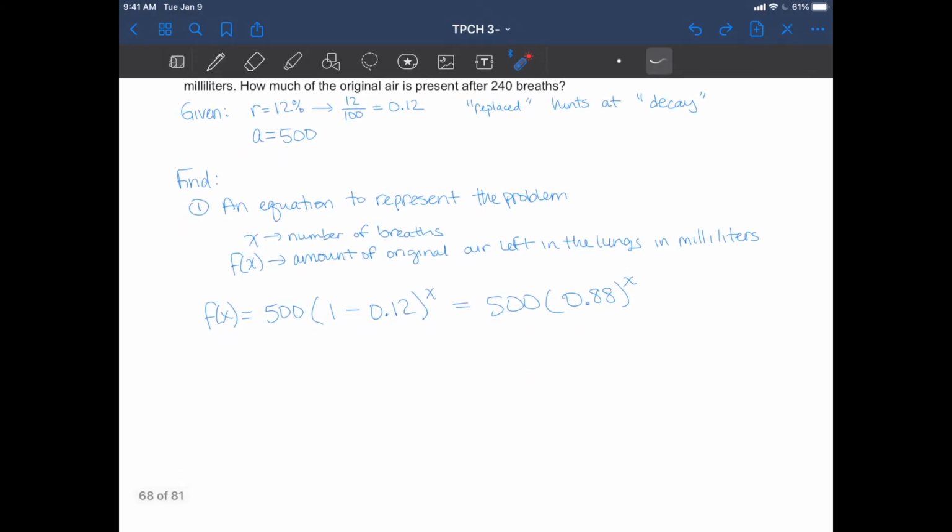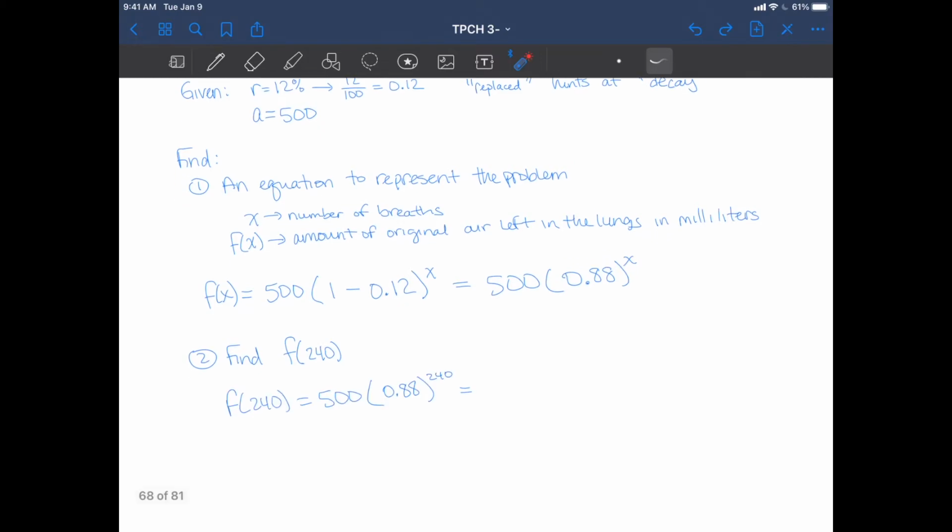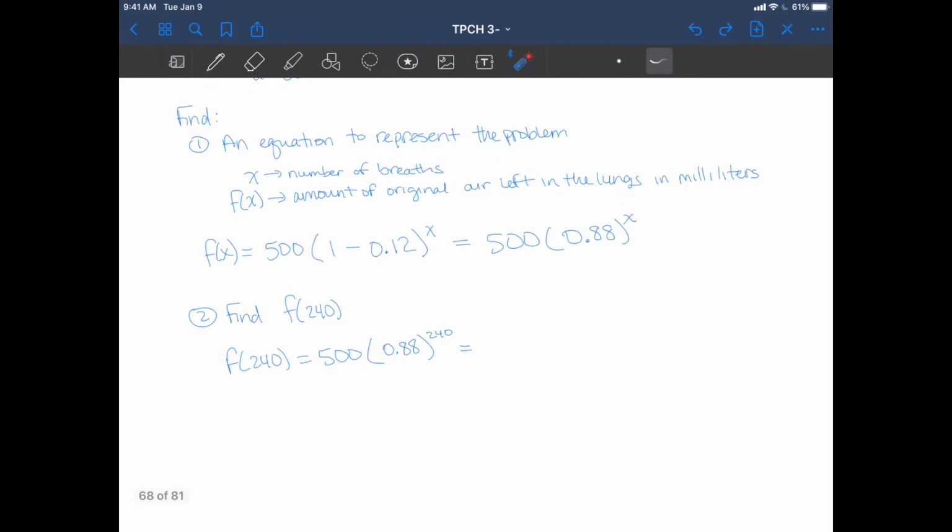So that was the first thing. We wrote an equation to represent the problem. And the second thing we have to find is how much original air is present after 240 breaths. What is that asking me to do? It's asking me to plug in 240 into the function that I just created. If you go ahead and do that and put this in your calculator, you'll see something like that.